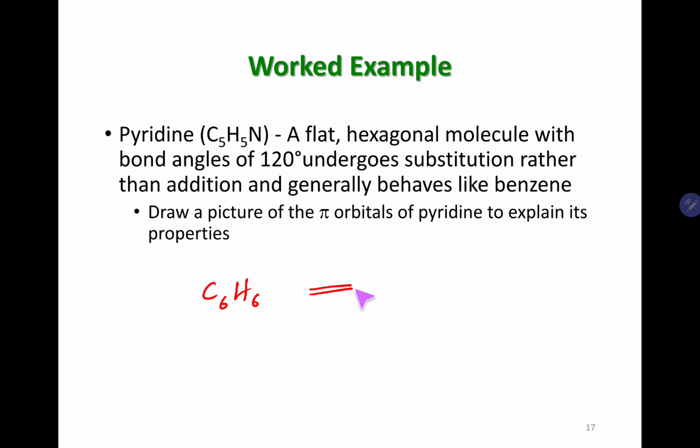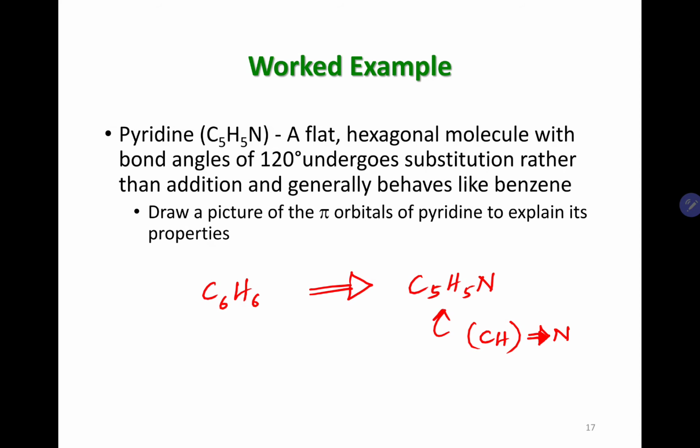I want you to consider pyridine, which is C5H5N. So if you look at the difference between the two, in pyridine, you basically replace a carbon and a hydrogen with a nitrogen. That is the difference. So for pyridine, you replace 1 carbon and 1 hydrogen with a nitrogen.